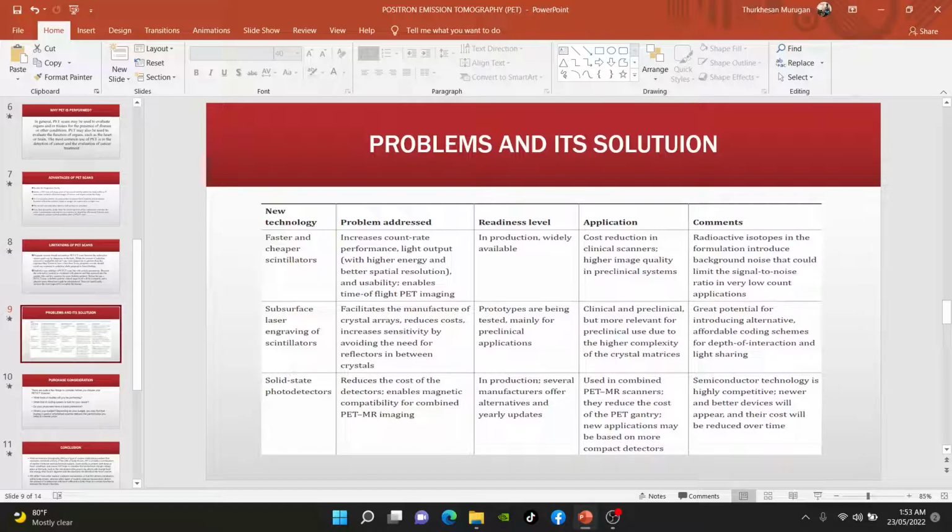The next problem is that it reduces the cost of detectors and enables magnetic compatibility for combined PET-MR imaging. The solution for it is solid-state photodetectors. Its application is used in combined PET-MR scans. They reduce the cost of the PET gantry. New applications may be based on more compact detectors.